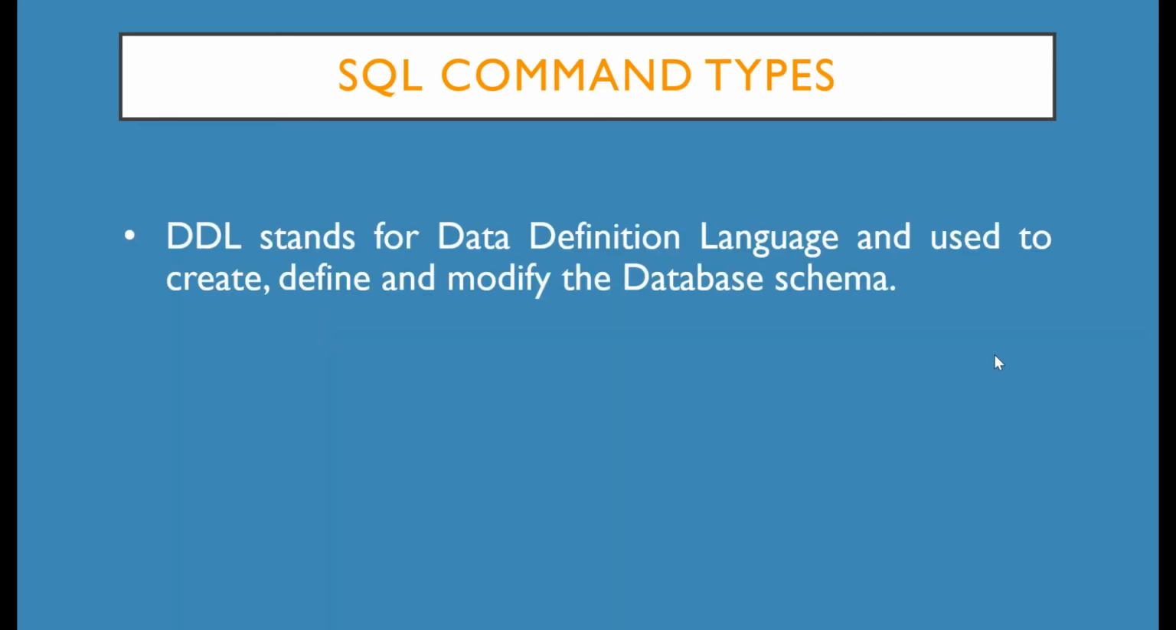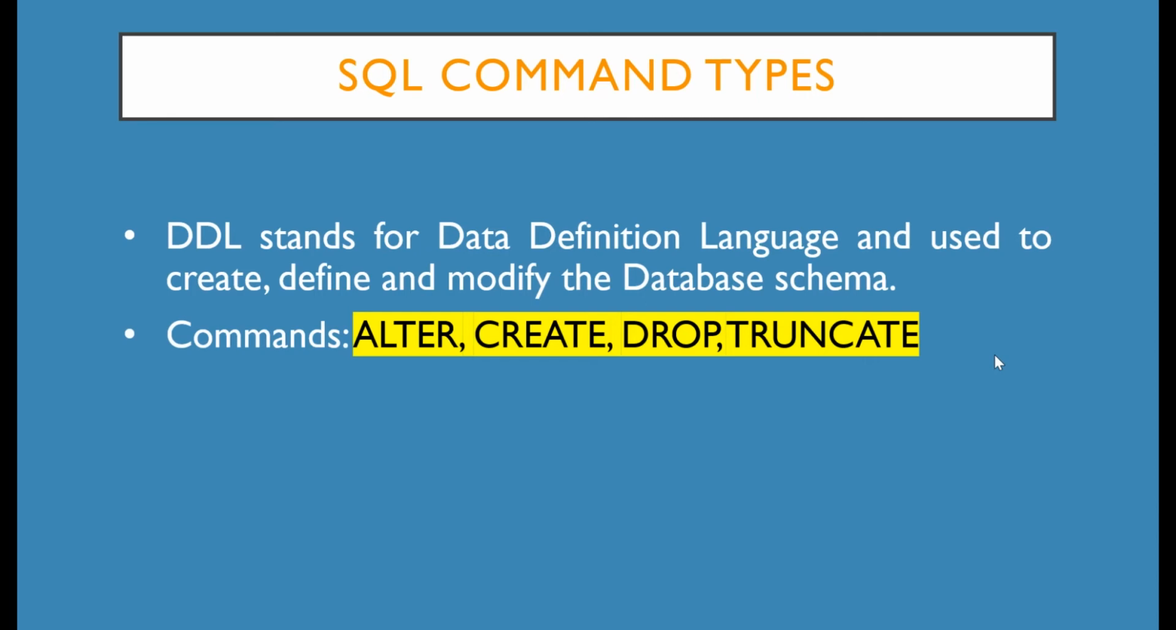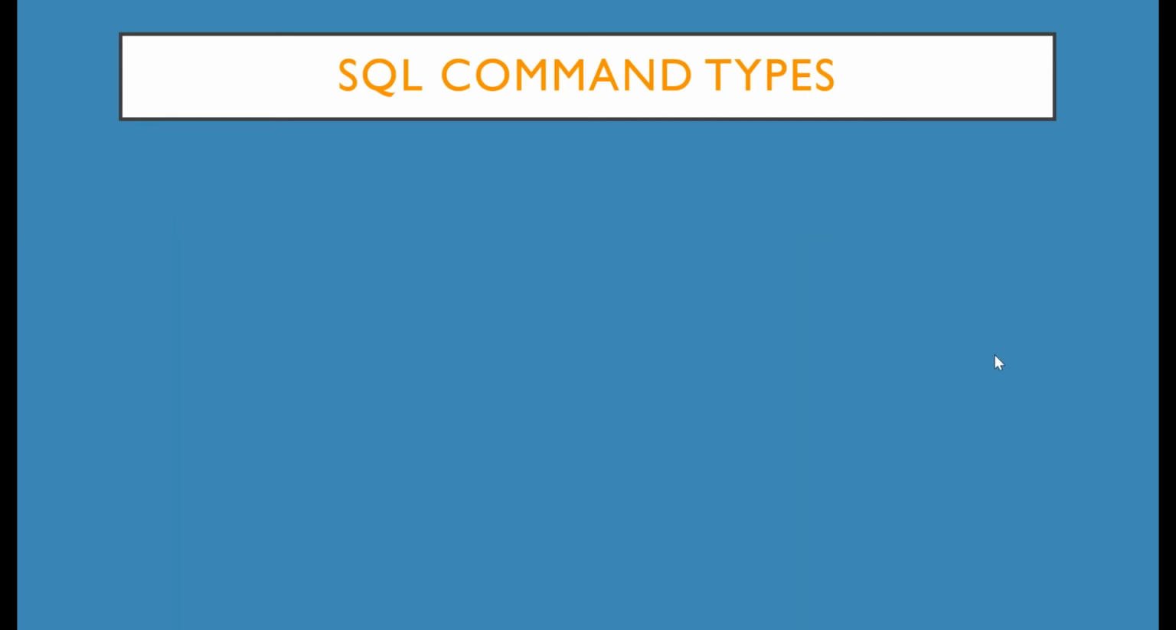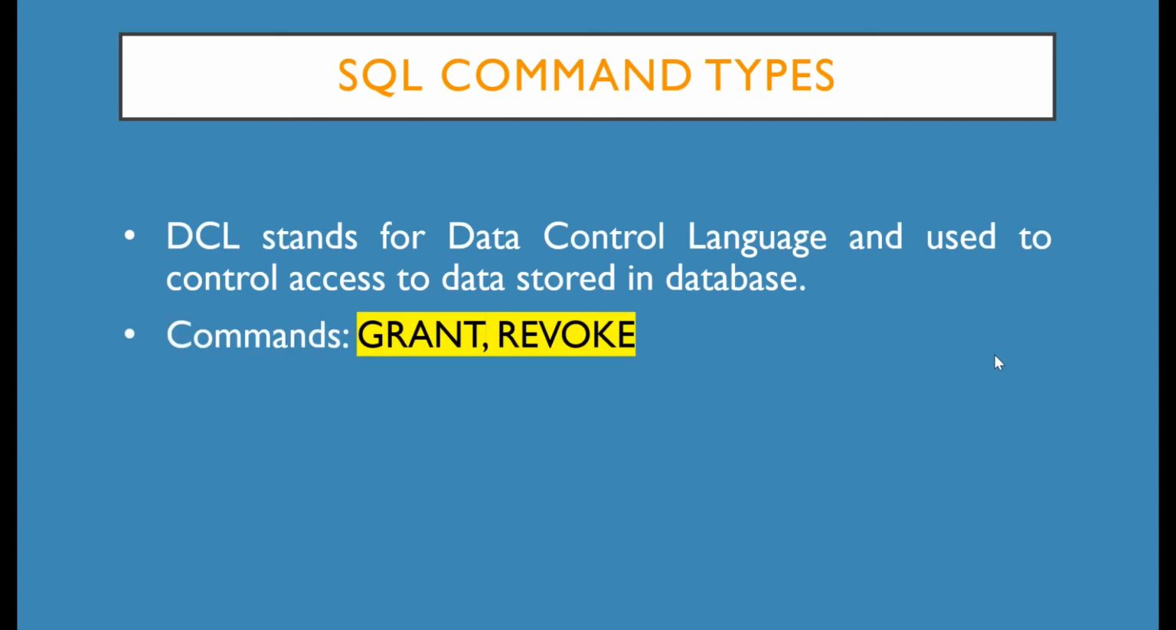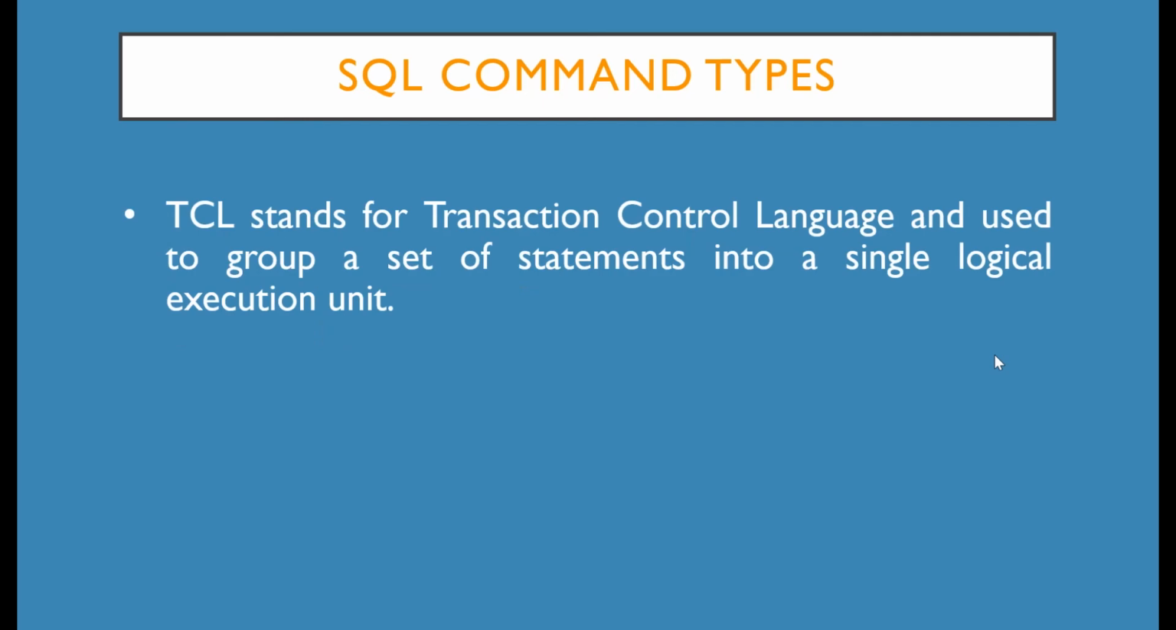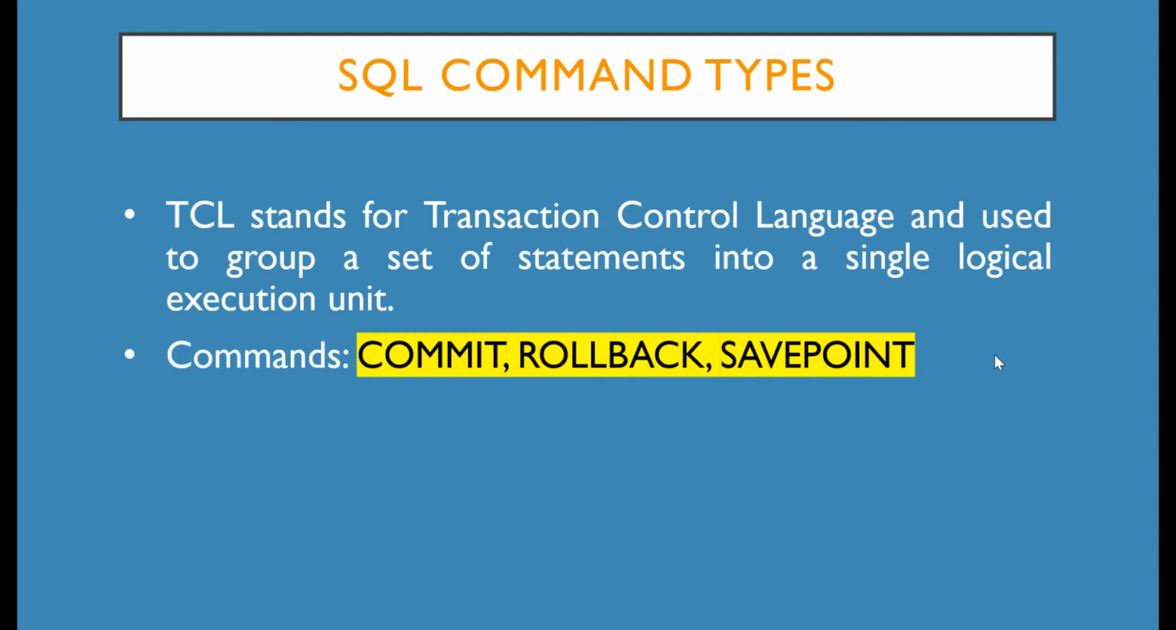The DDL stands for Data Definition Language and is used to create, define, and modify the database schema. The commands are alter, create, drop, and truncate. The DCL stands for Data Control Language and is used to control access to data stored in the database. For the commands we have grant and revoke. Finally, we have the TCL, which stands for Transaction Control Language and is used to group a set of statements into a single logical execution unit. We have three different commands: commit, rollback, and savepoint.